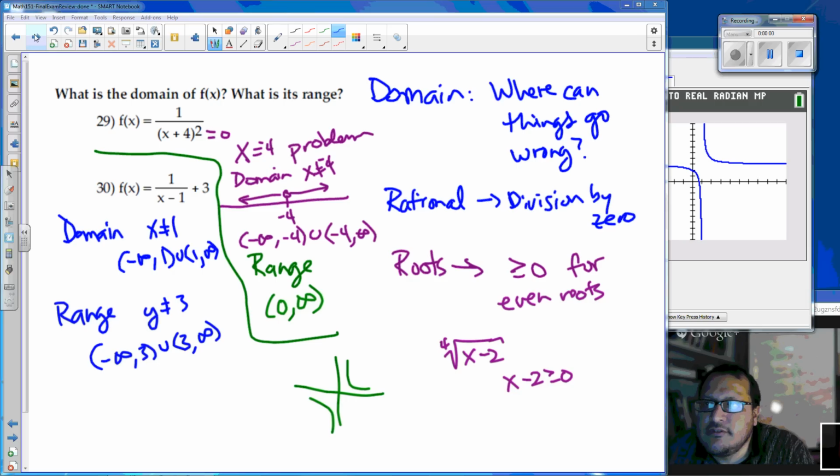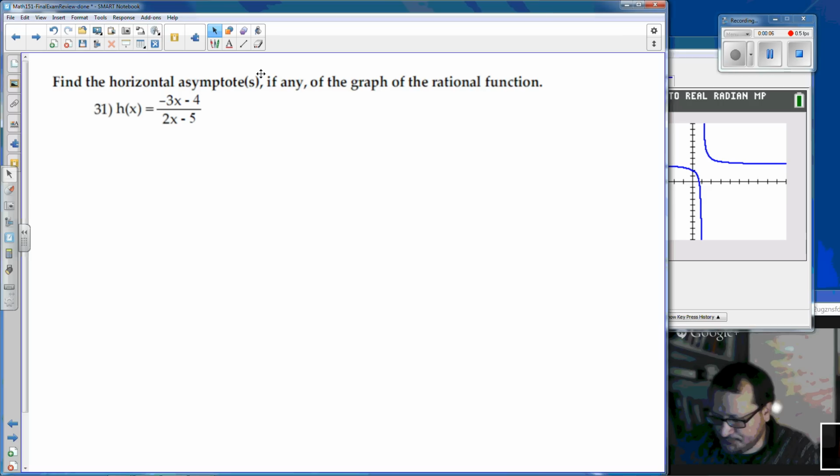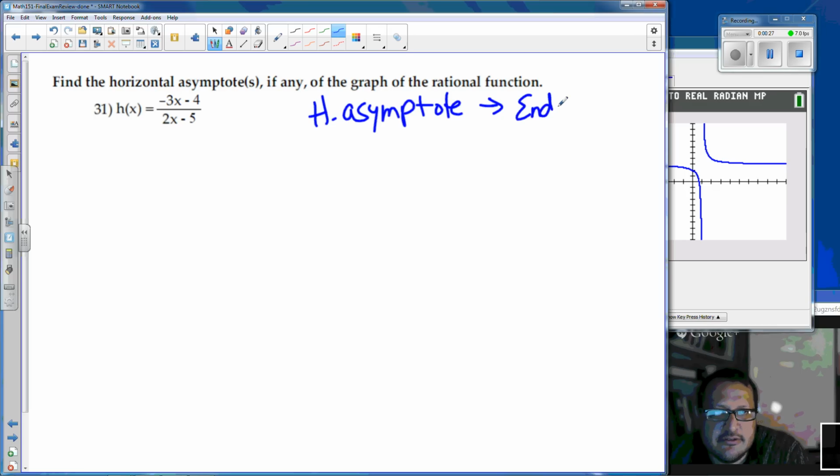Move on here. The horizontal asymptotes of this rational function. The horizontal asymptotes go left to right. These have to do with end behavior. So the horizontal asymptote is the same as end behavior. What happens in the long run? As x goes to infinity, what happens?